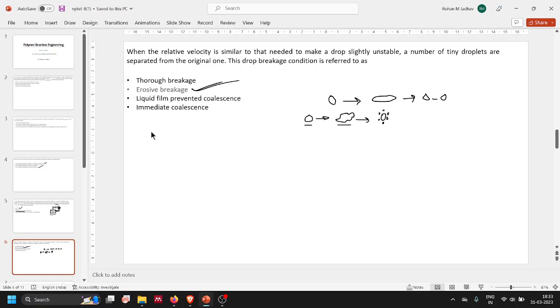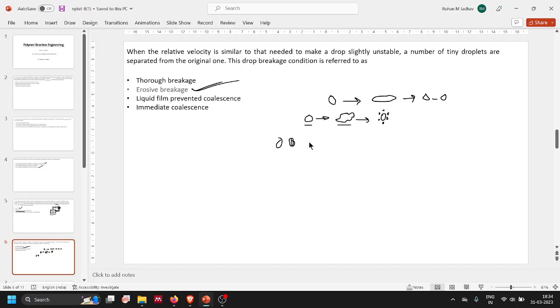So erosive breakage mechanism is the correct answer. What happens in liquid film prevented coalescence is that when there are two droplets, since this is a coalescence process, the breakage condition is not applied on these. This is a coalescence process.